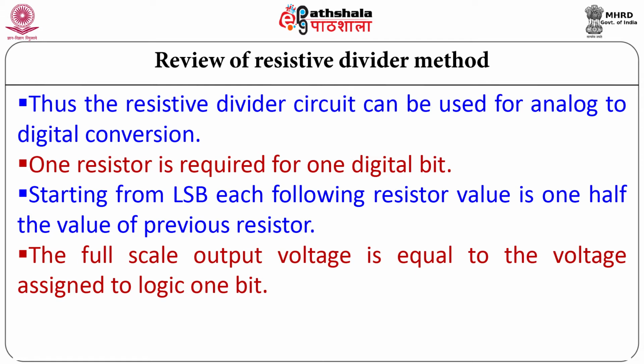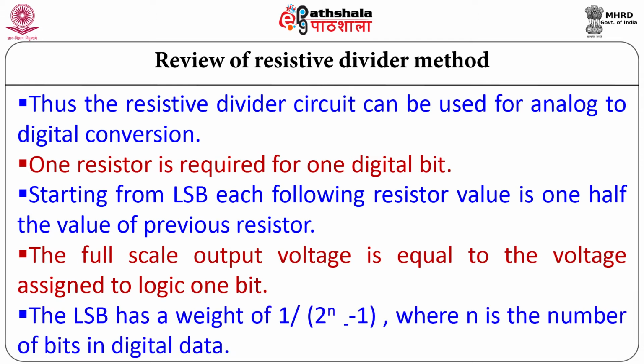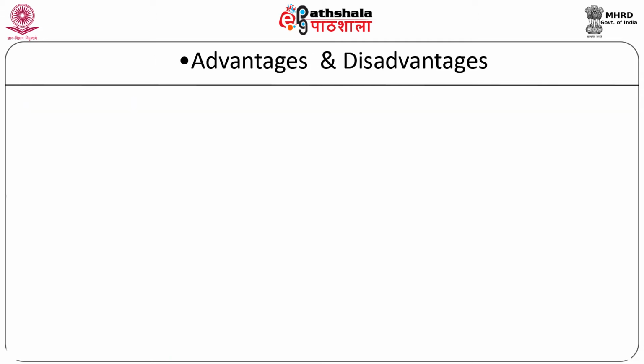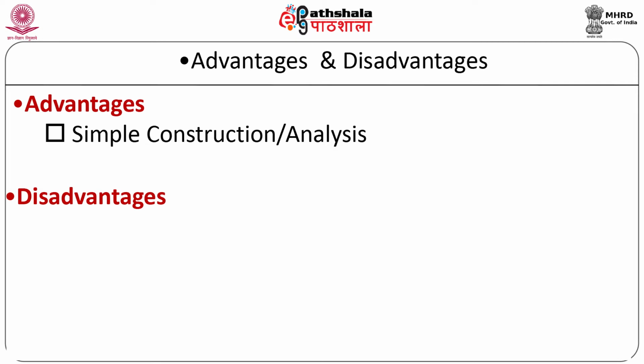It is further found that in the case of the resistive divider method, LSB has a weight of 1 upon 2 raised to n minus 1, where n is the number of bits in the digital data. This resistive divider method has certain advantages as well as disadvantages. The first and very important advantage is that it has a very simple construction and hence the analysis becomes very easy. The second advantage is that it has fast conversion.